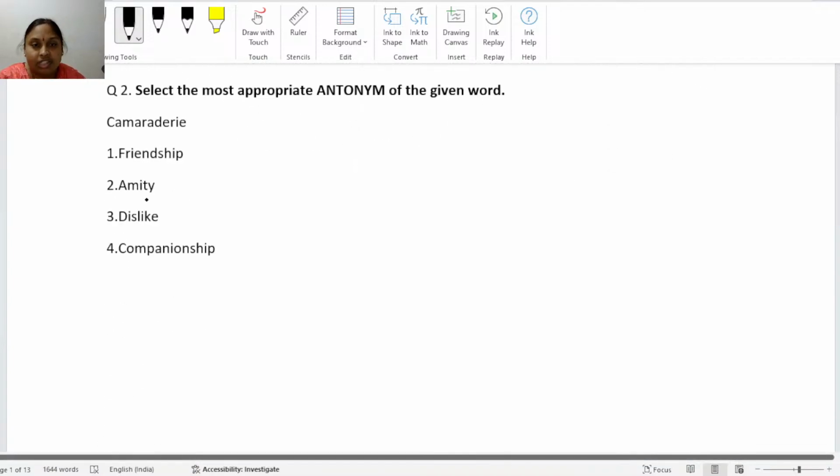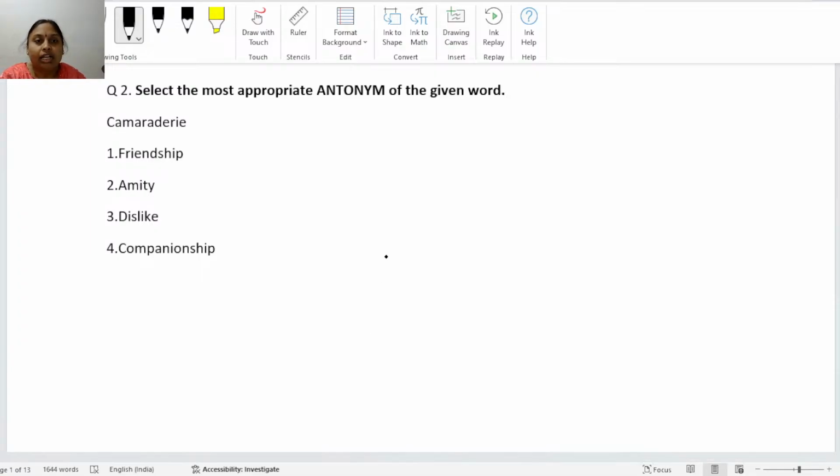Select the most appropriate antonym of the given word: camaraderie. What is the meaning of camaraderie? First of all, we will go for the meaning of camaraderie.